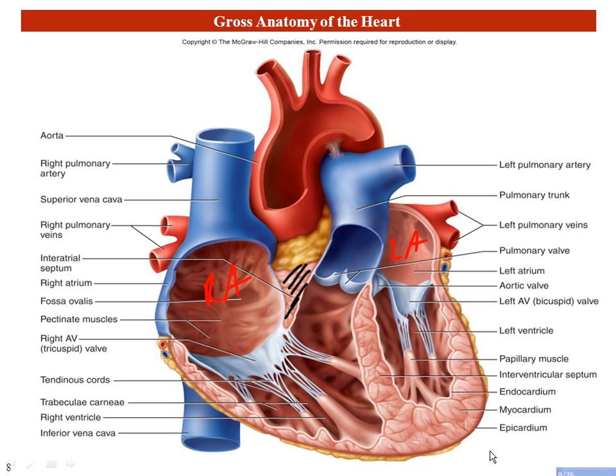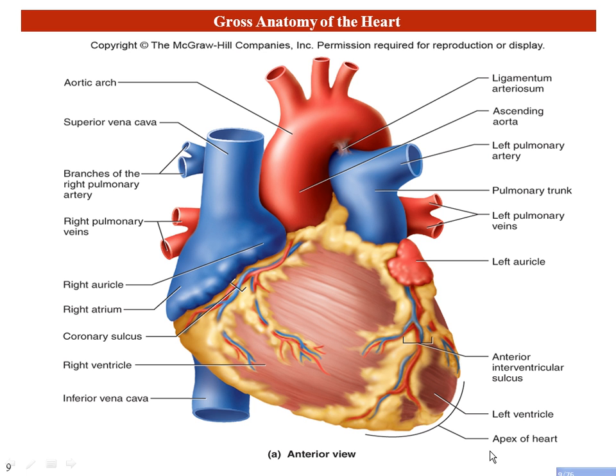The walls of the atrium have elevations referred to as pectinate muscles, which are found in the atria. You look at the two ventricles, the right ventricle and the left ventricle. They're separated by a septum as well, the interventricular septum, and the walls of the ventricles are elevated with muscles also, referred to as trabeculae carneae, and those are found in the ventricles only.